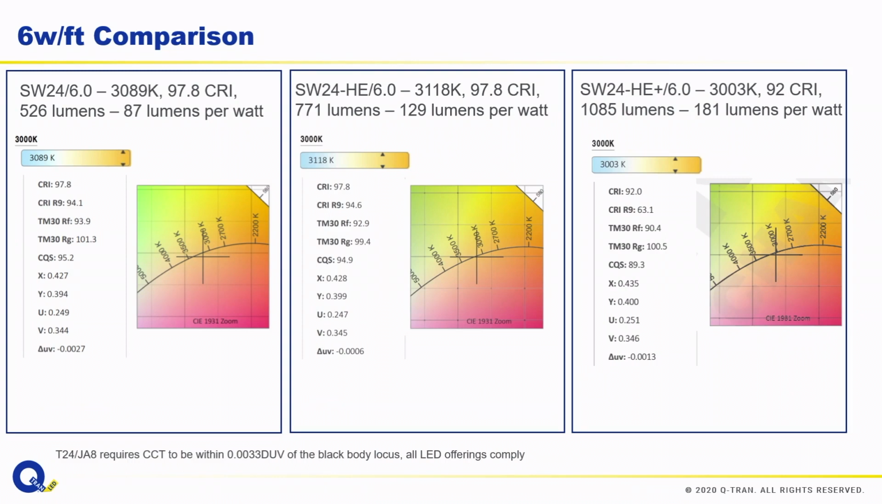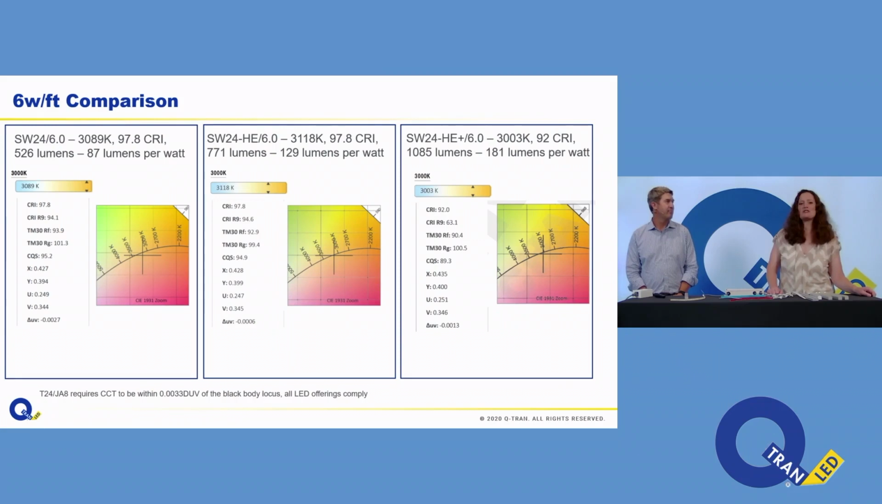But you'll see at the bottom that little note says T24 JA8 requires CCT within 0.0033 Duv. Very important to Title 24, and all 3 product categories more than comply. They look great. And that R9 value, I don't know if R9 has a numeric value it has to hit in Title 24, because I live in Connecticut now. So I'm not sure. Somebody will chime in from our team.